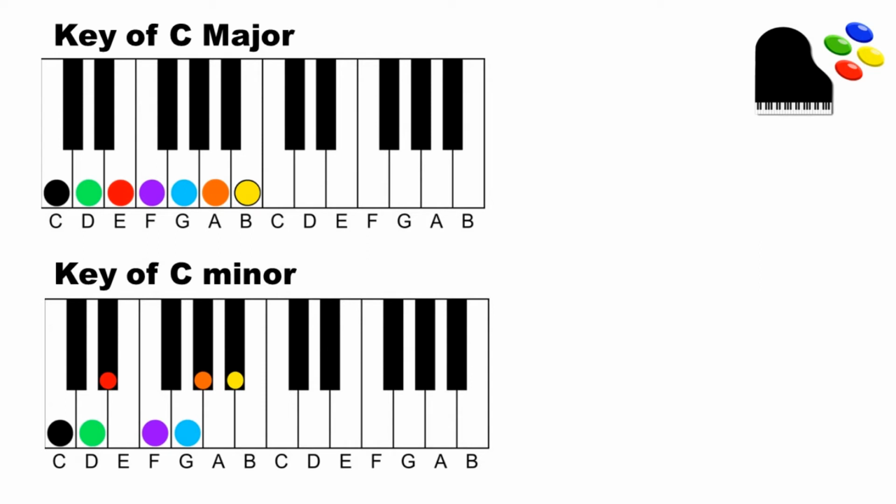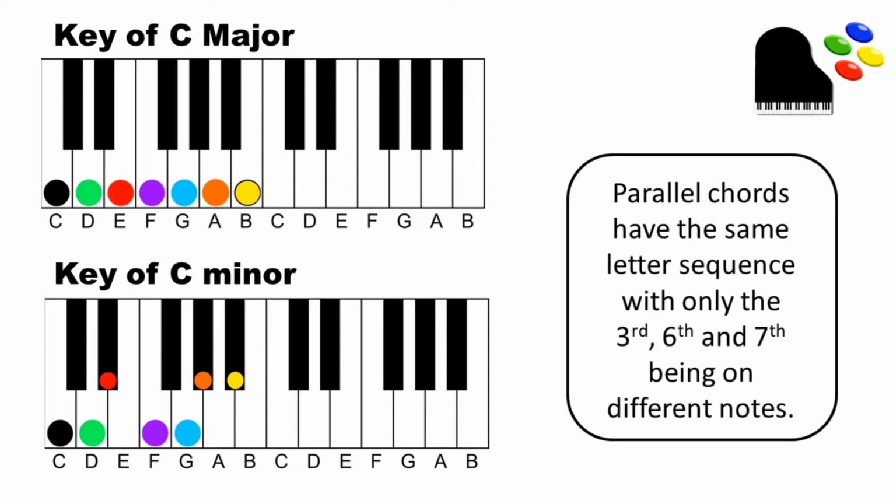Okay, look at these 2 keys of music again. The key of C major, the key of C minor. Notice they have the same lettered sequence. These parallel chords have the same letter sequence, but the only difference in them is that the 3rd, 6th, and the 7th are different. And in this case, the 3rd is on an E flat, the 6th is on an A flat, and the 7th is on a B flat. See? So it doesn't matter what key you're in when it comes to parallel chords. The 3rd, the 6th, and the 7th is going to be different. And in the case of the minor, it's going to be lowered a half step.